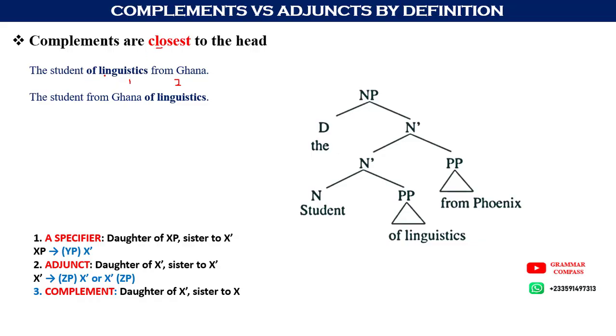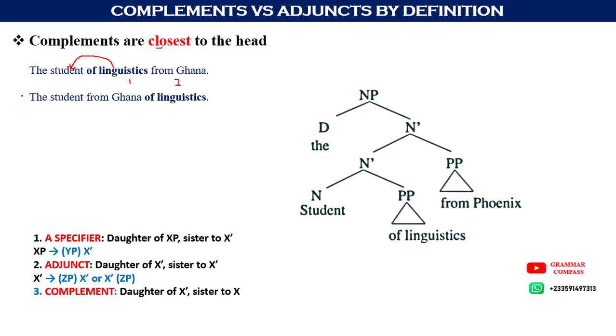We know that of prepositional phrases are complements of the noun head. Therefore, of linguistics has been placed closer to the head because it is a complement. All the other qualifiers must be placed after the complement because they will be serving as adjuncts. So if you have more than one qualifier or modifier, then check the one that is closest to the noun head. If it is a prepositional of phrase, then it is the complement. So we cannot move complements away from the head.